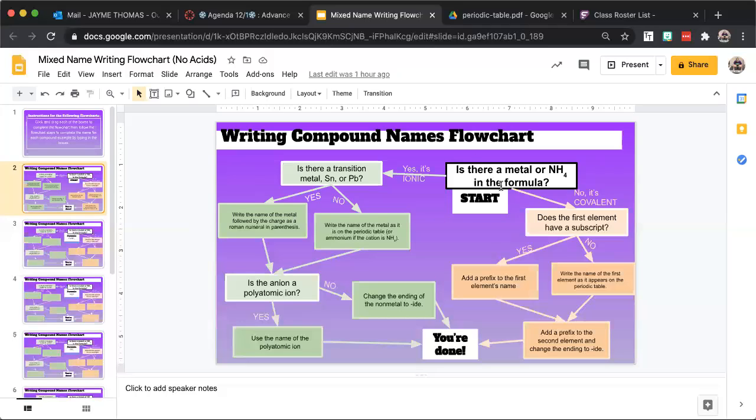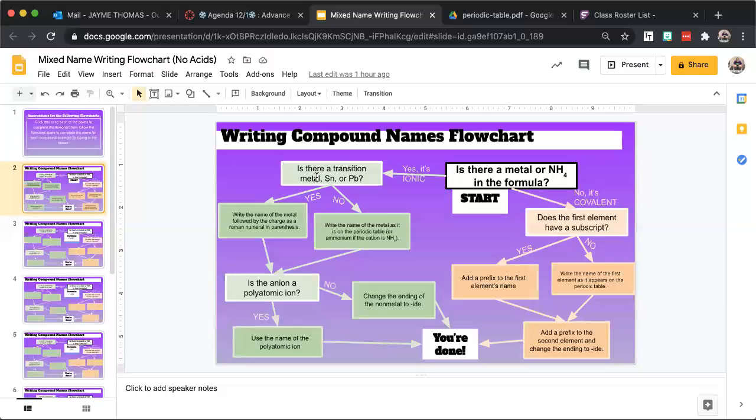So the way I would do it is I would start up here. The first question is always, is there a metal or NH4 in the formula? Because if it has a metal, or if it has NH4, that's automatically going to be ionic, okay?